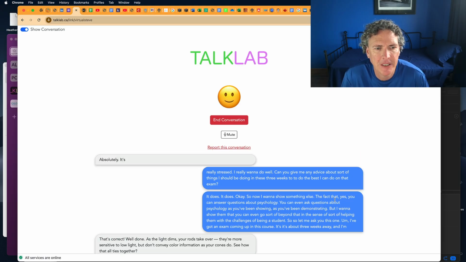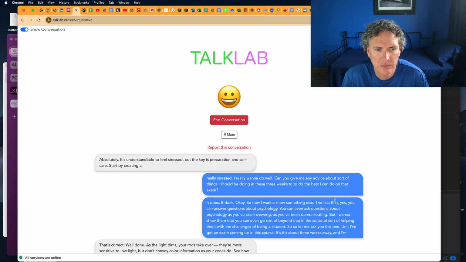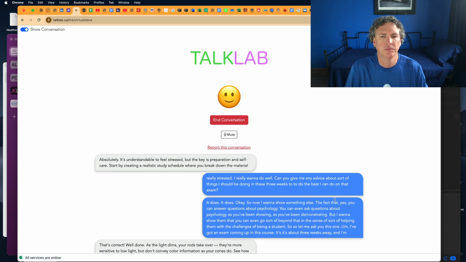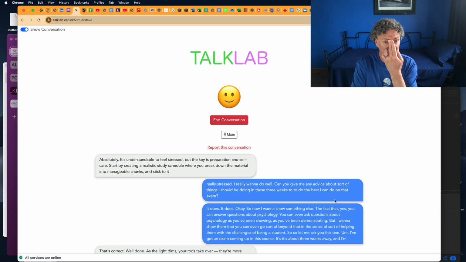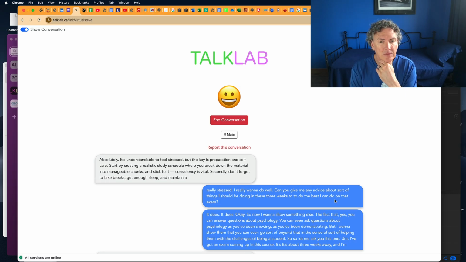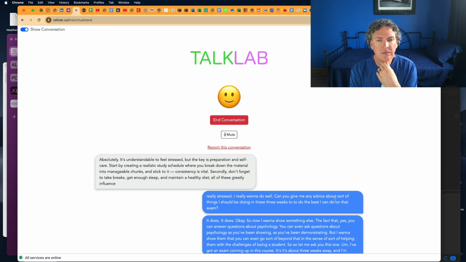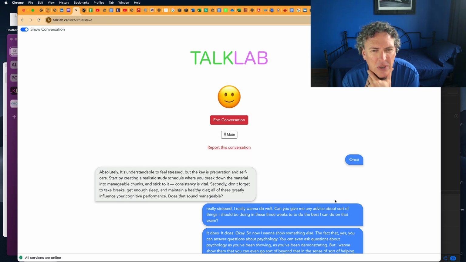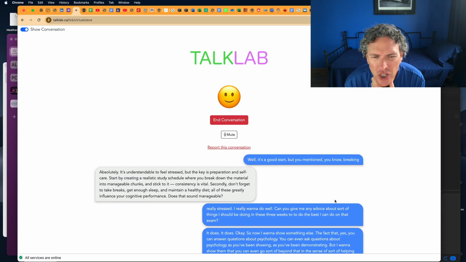Absolutely. It's understandable to feel stressed, but the key is preparation and self care. Start by creating a realistic study schedule where you break down the material into manageable chunks and stick to it. Consistency is vital. Secondly, don't forget to take breaks, get enough sleep, and maintain a healthy diet. All of these greatly influence your cognitive performance. Does that sound manageable? Well, it's a good start, but you mentioned breaking things into chunks and then sticking with them.